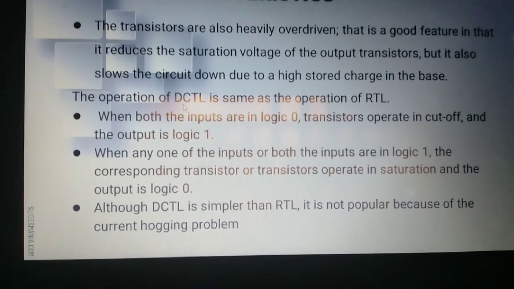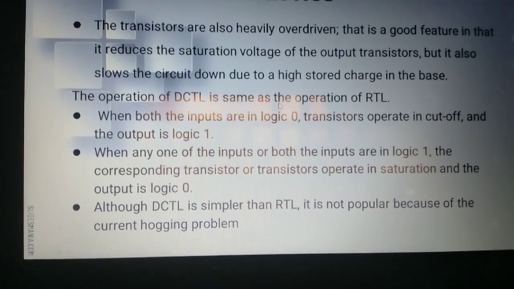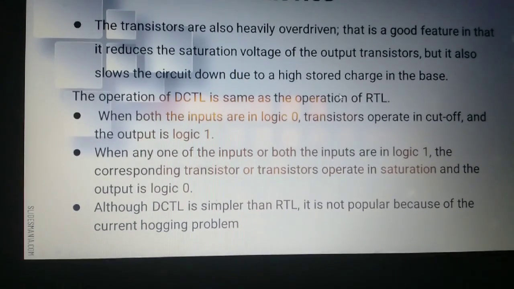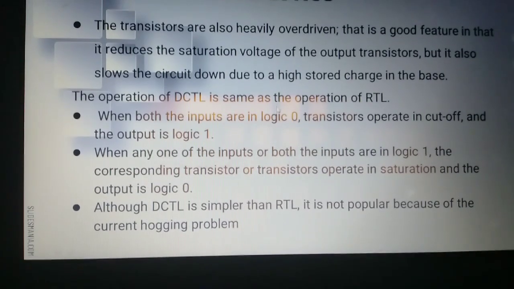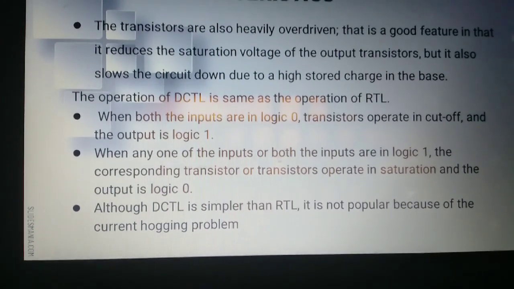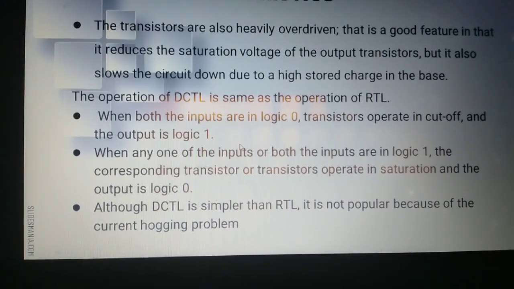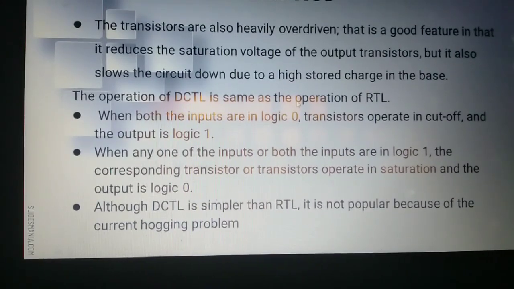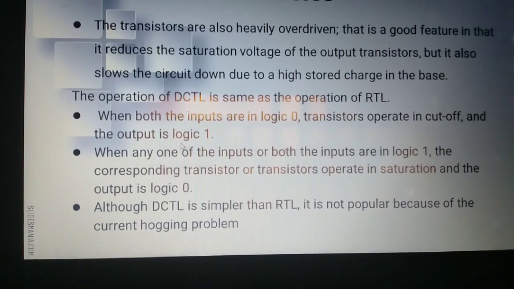So, the operation of DCTL is the same as the operation of the RTL. When both the inputs are logic 0 or low, the transistor operates in cutoff. So, yung cutoff din, isa rin siya sa operation ng transistor, which is the transistor acts like an open circuit or no current flows from collector to the emitter. And the output is logic 1 or high.